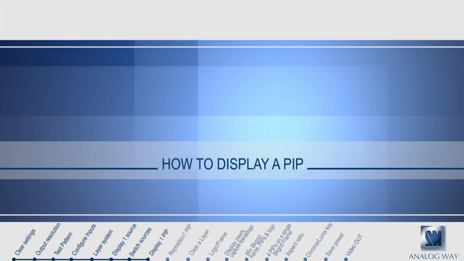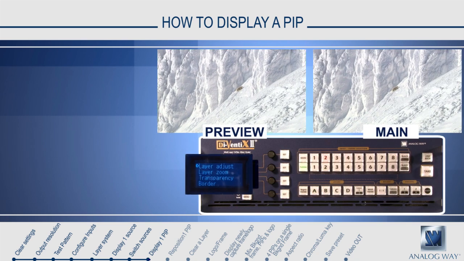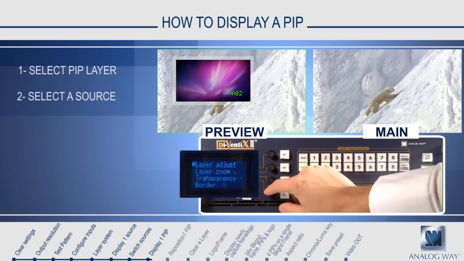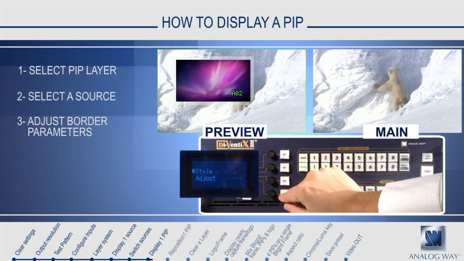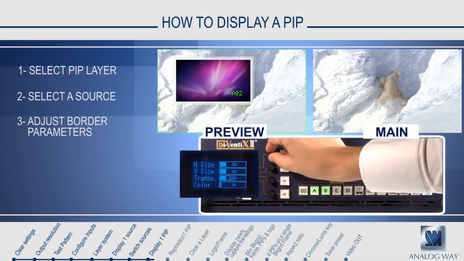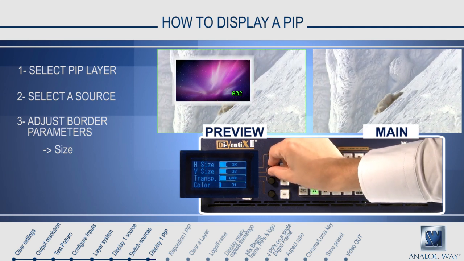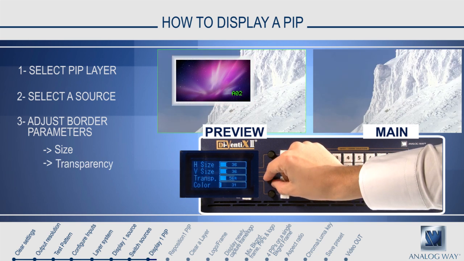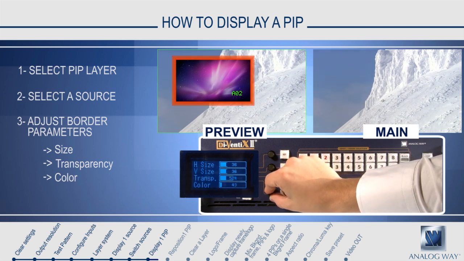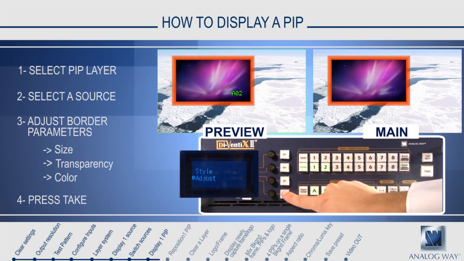How to display a PIP. To display a PIP, start by selecting a new layer, then select a source. Press the layer again to access the layer properties, and change your border parameters, such as border size, transparency, color, border type, and so on. When you are finished, press Set, and then Take to view the result on the main screen.